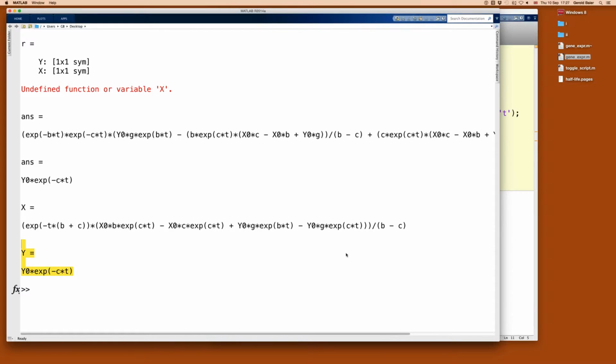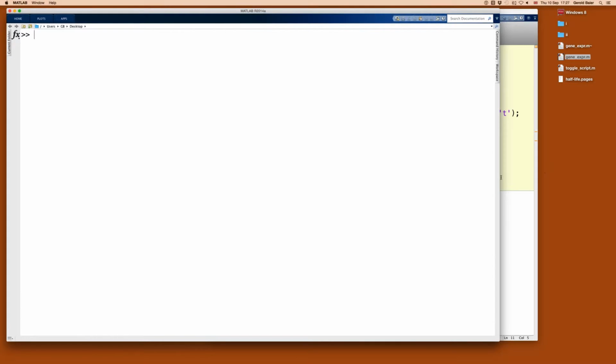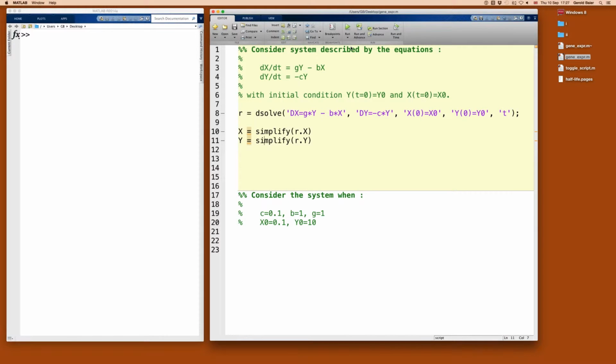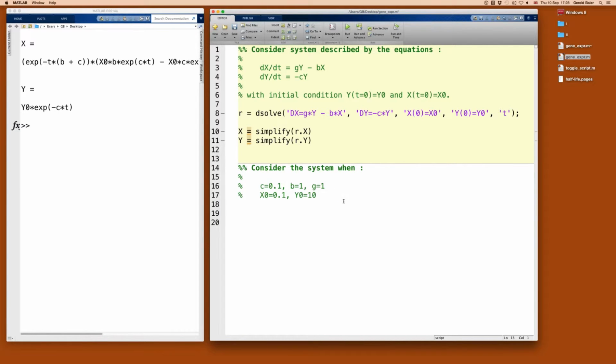Okay, let's continue. I'm just going to clear the screen for a second to make everything easier to see. I'm just going to output this again so we know what's going on in there. Okay. So the next part of the problem says to consider the system when c equals 0.1, b equals 1, g equals 1, x0 equals 0.1, y0 equals 10. So we are now thinking of actually simulating the thing and actually making some graphs.